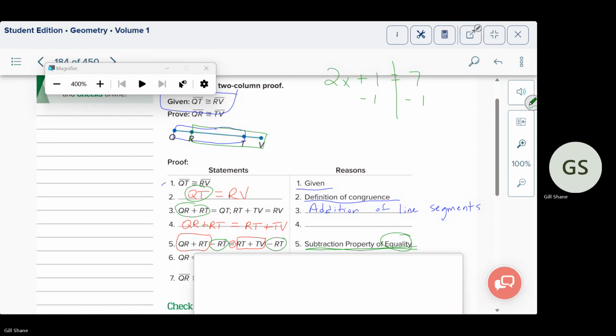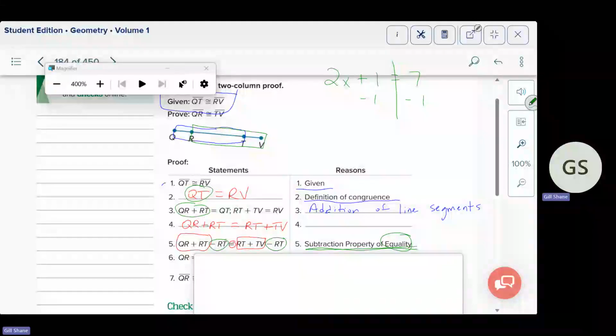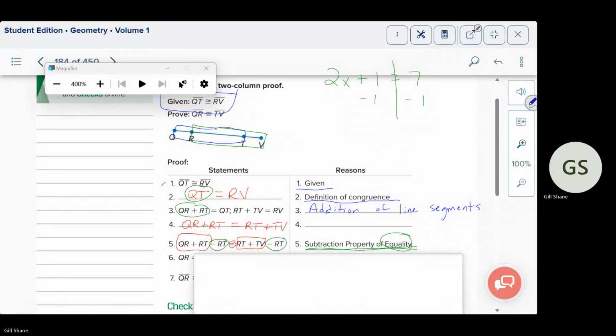What's that? Substitution. So they're doing something, and then they did the same thing with RV. I know RV equals all of this. Well, then I'll replace that RV with all of that. So I told you substitution's a big one. One hint for substitution: if you've got a lot of equal signs.